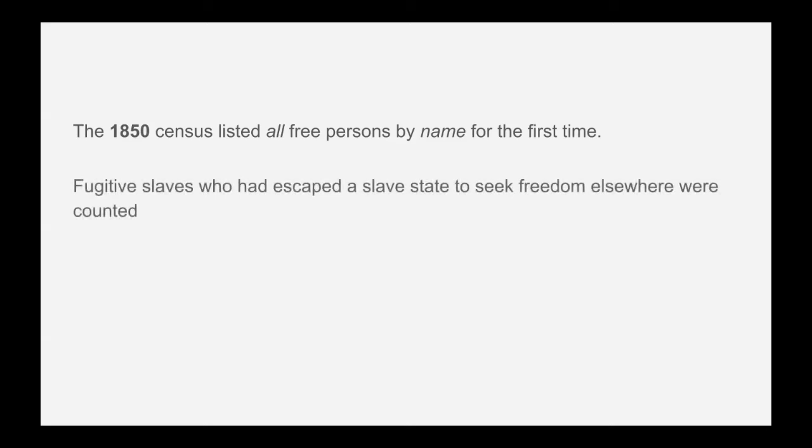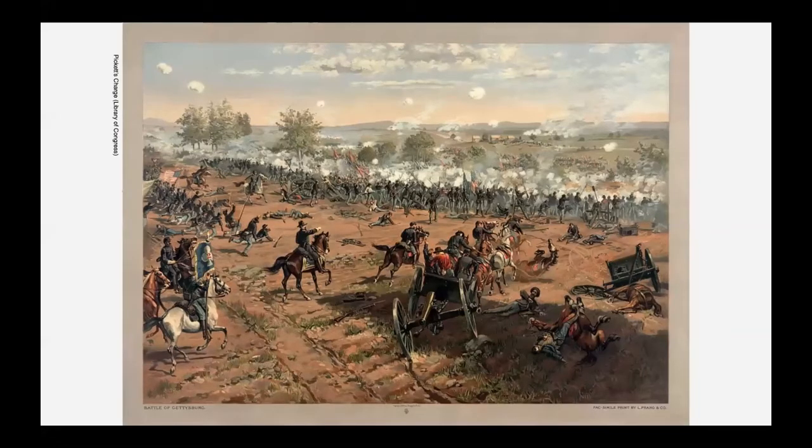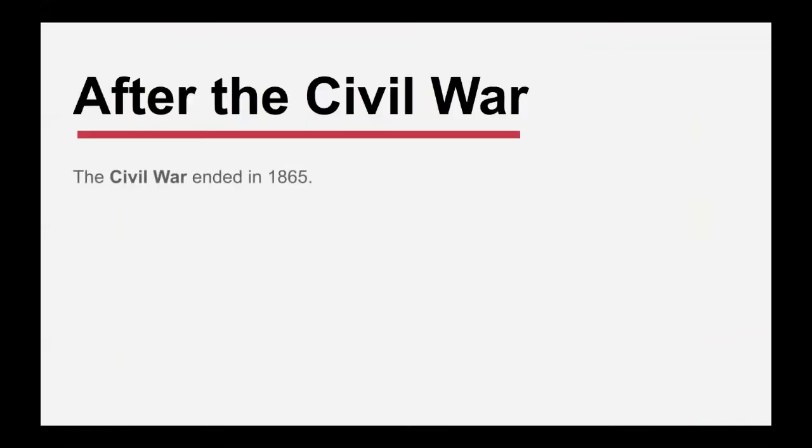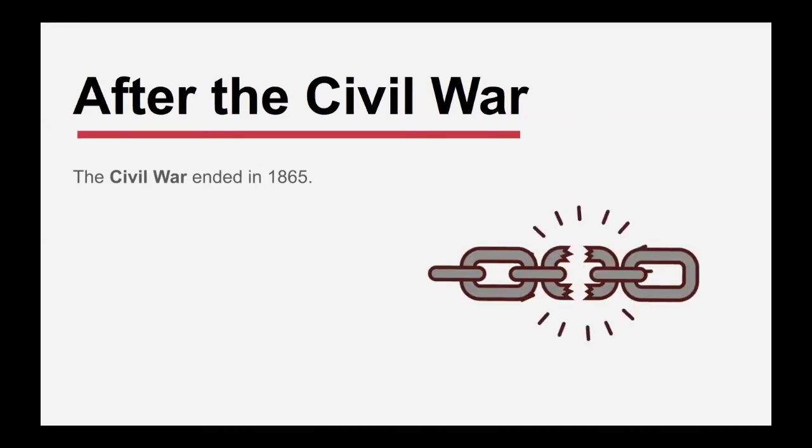Fugitive slaves who had escaped a slave state to seek freedom elsewhere were counted, except they were still grouped in with the enslaved population. The Civil War would change the way the census was taken for the rest of our history. The Civil War ended in 1865 with the defeat of the Southern Confederacy and also marked the end of legal slavery in the United States.